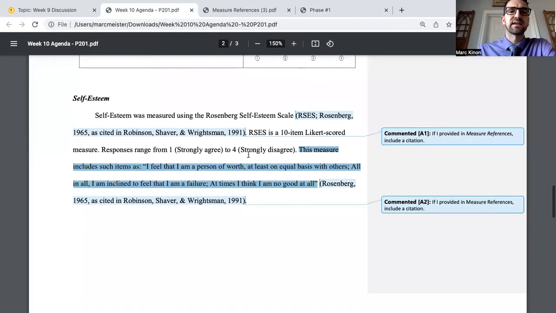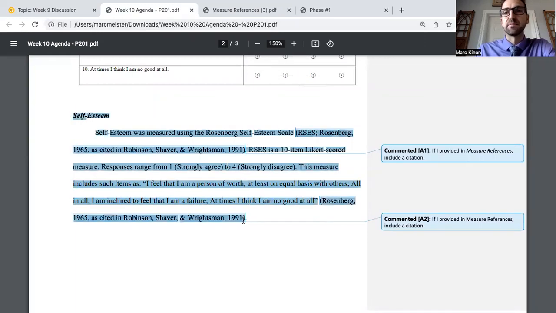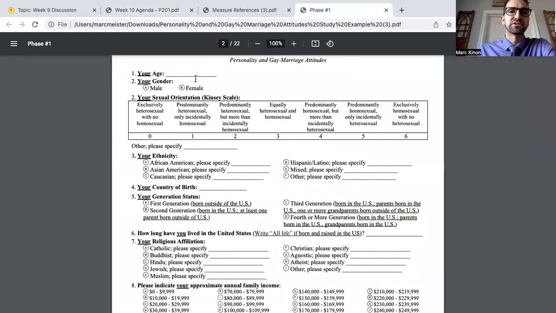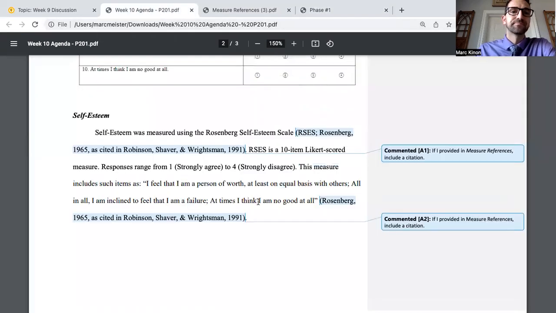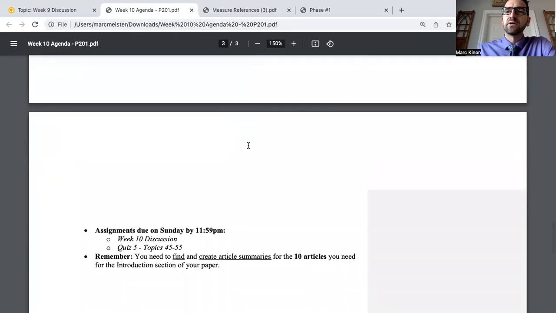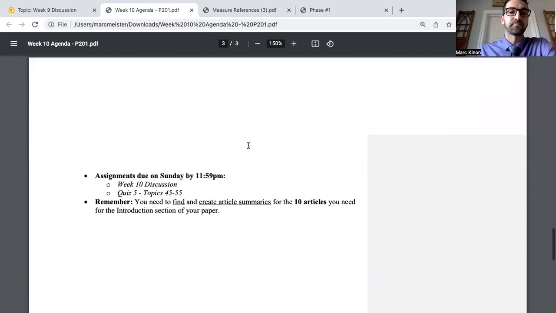So suffice to say, if you have some sort of validated measure that has a reference like the Rosenberg self-esteem scale, this is the template you're going to follow. If you have something like gender, religious affiliation, or race, you're going to try to include as many of these elements as you can, but there are no citations. So hopefully that helps. Definitely let me know if you have any questions via email or office hours.